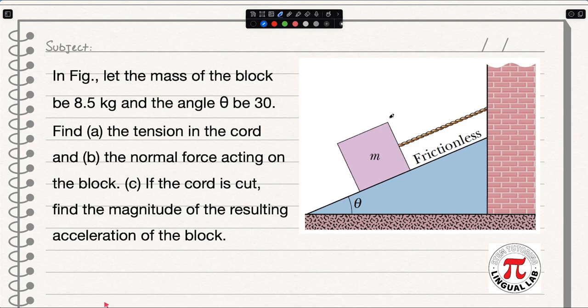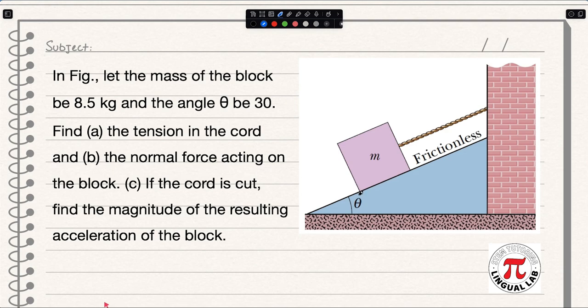Let's check the external forces applied to this block object. There are 3 external forces acting on the block. First, this block is placed on a ramp, an inclined plane at an angle of 30 degrees. This angle is 30 degrees. The plane is frictionless.